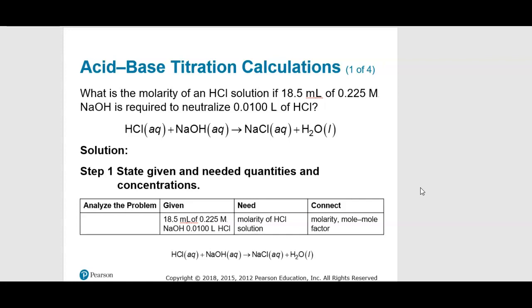So you're given 18.5 milliliters in this case of 0.225 molar sodium hydroxide and 0.0100 liters of hydrochloric acid solution. Well, they give you the liters for the acid, so we don't need to convert. We're going to have to go from milliliters to liters in the case of the base, but here's what you're given.